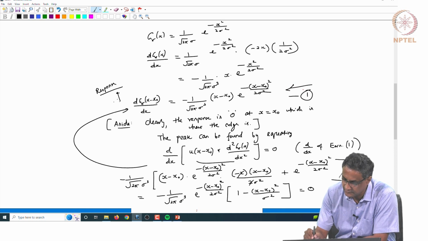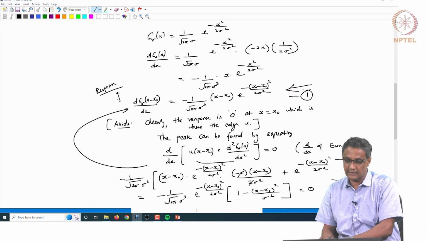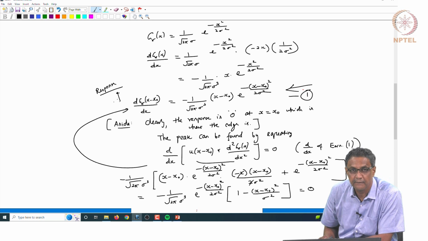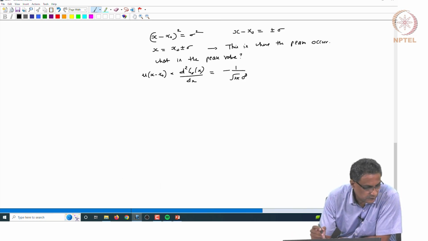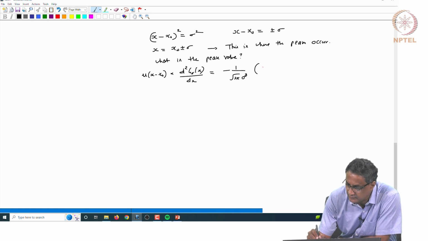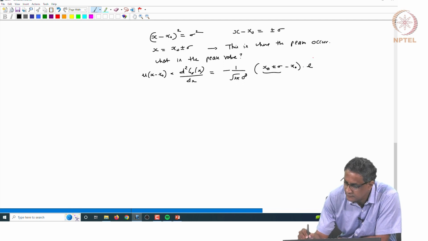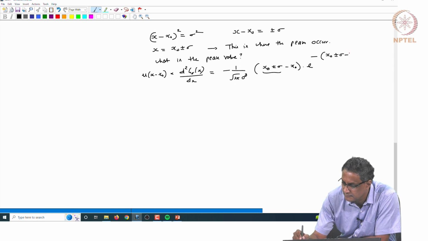So we need to go back to this equation 1, and there we have to substitute for x, correct? x at those extrema. So what do you get then? x is x naught plus or minus sigma, right, and then you have a minus x naught, by the way. So it's x minus x naught. So this is your x, e raised to power, again you have x in its place. Let's put x naught plus or minus sigma minus x naught the whole square by 2 sigma square.